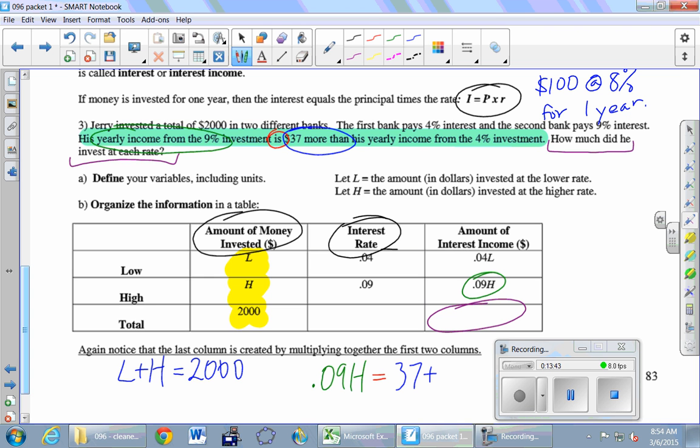Let's see what's left. The yearly income from the 4%. That's in the table. Which one is the yearly income from the 4%? It's the 0.04L. So there's the equation. Make sure you can translate that sentence into that equation. It's piece for piece. There's a lot of ways to get that equation wrong. But if you just go slowly like we did there, we just circled phrase for phrase, translated, you'll get it right.